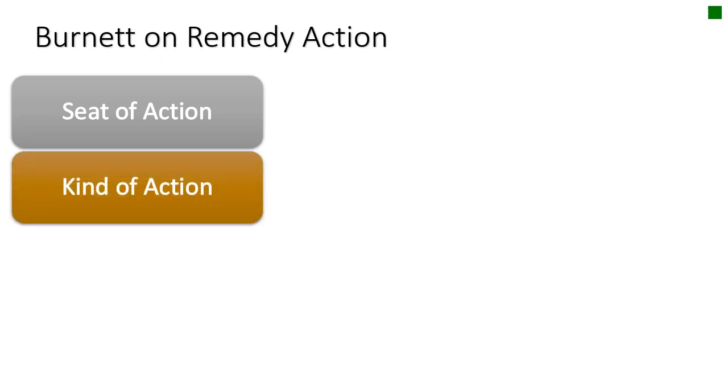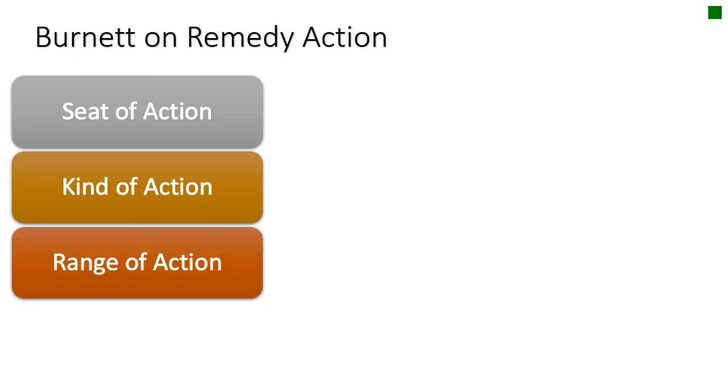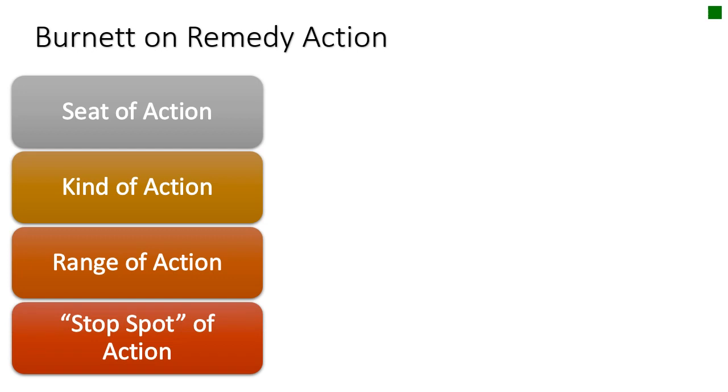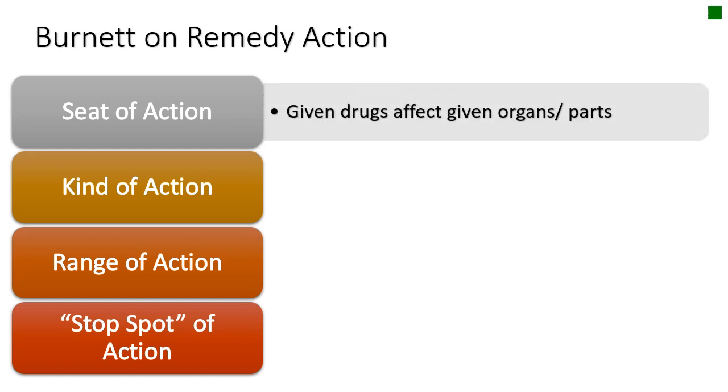First of all, seat of action. The second thing is the kind of action that a remedy does. The third thing is the range of action. And lastly, what Burnett calls the stop spot of action. We'll take each one of these one by one.